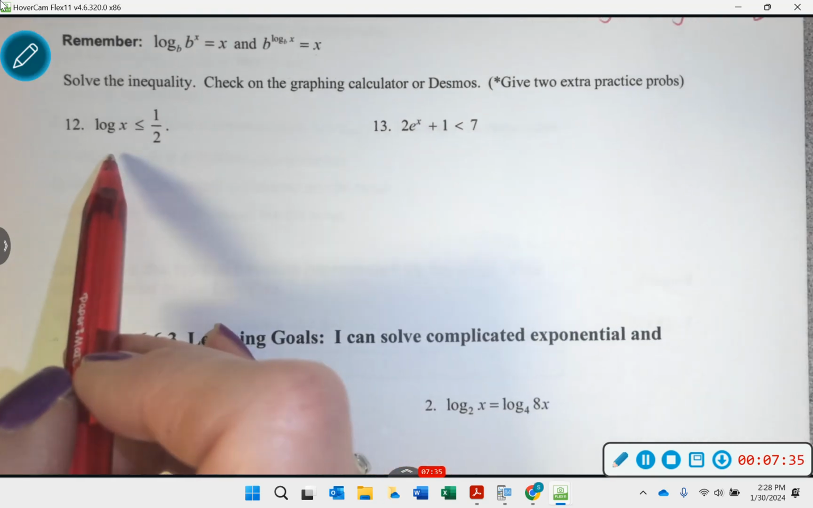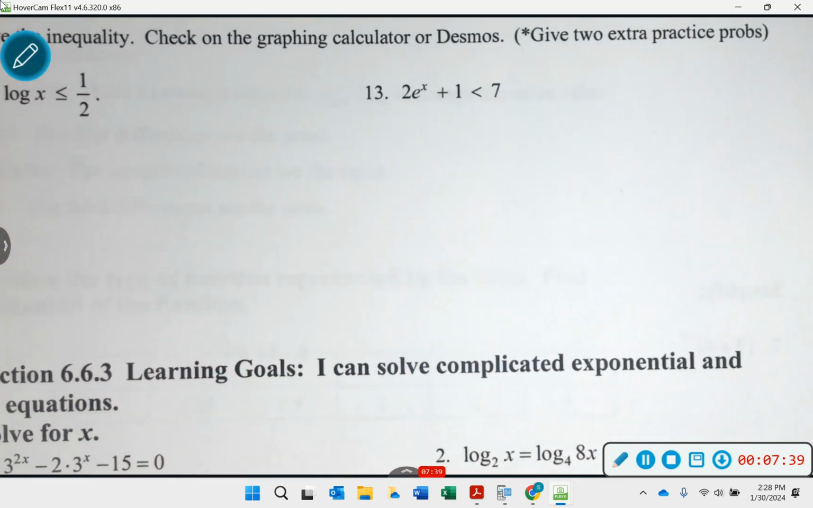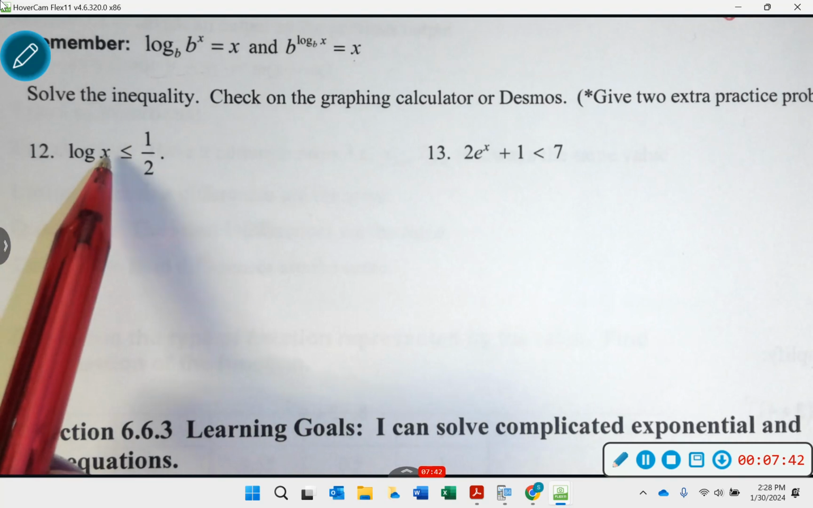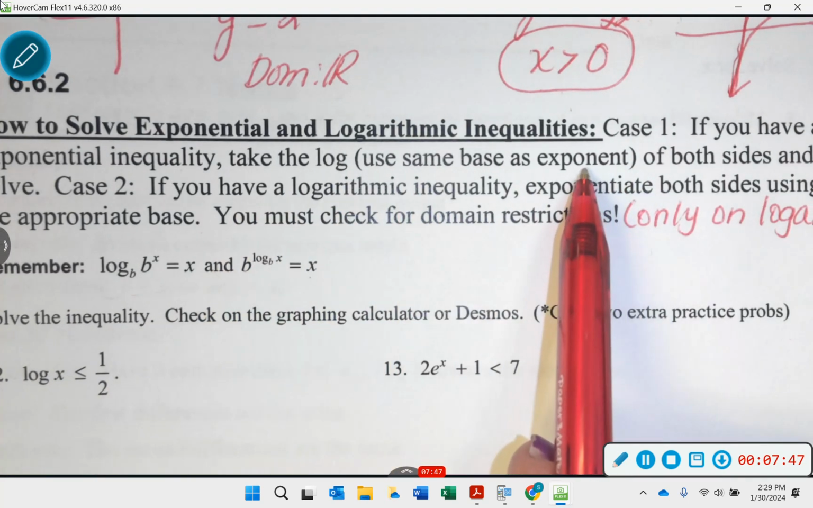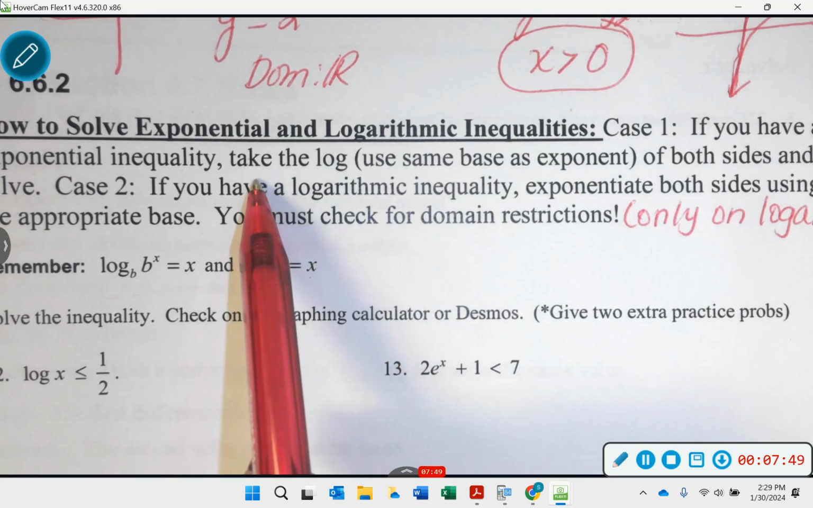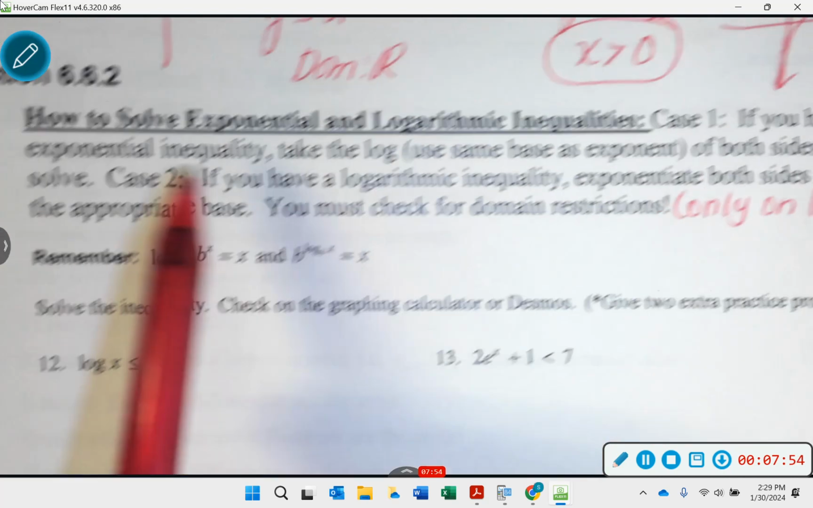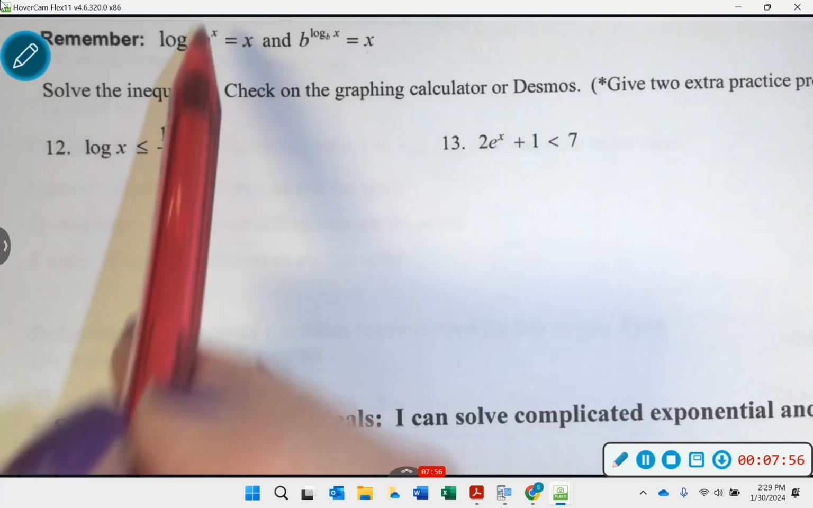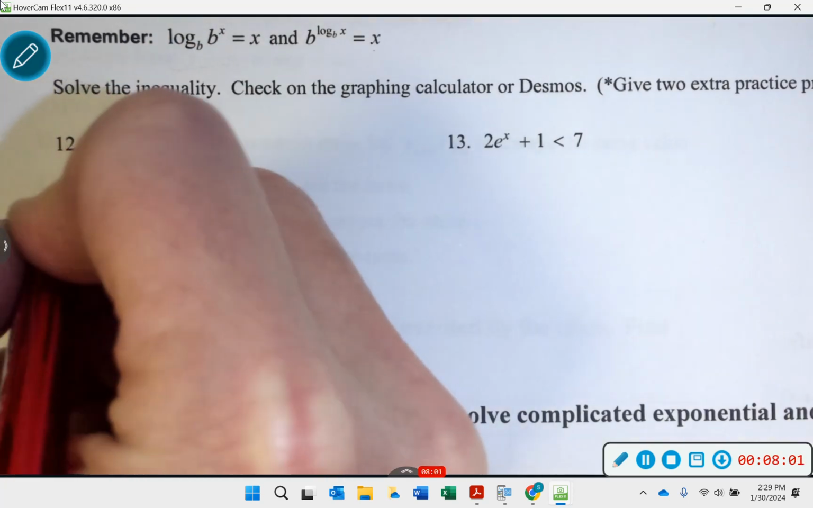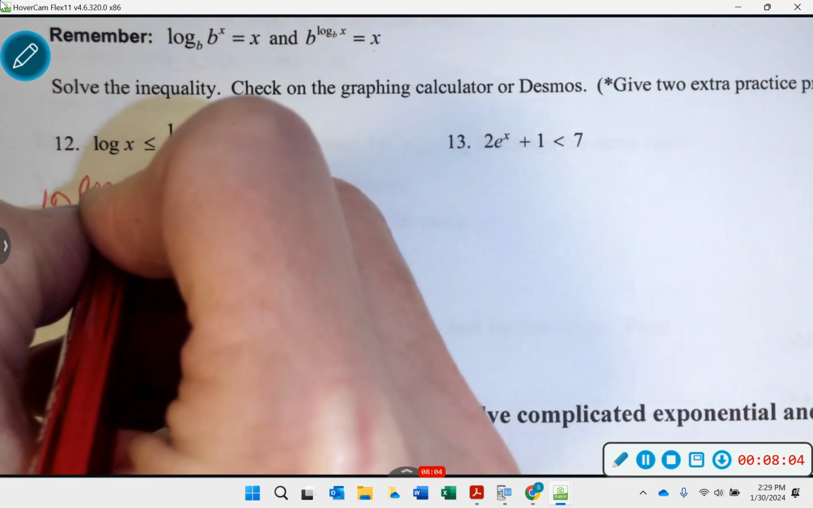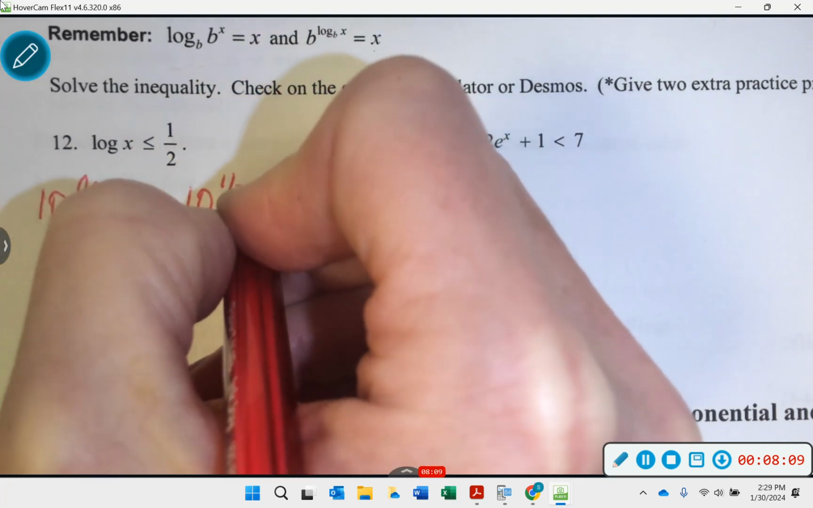Let's take a look at number 12 here. Solve the inequality and then check on the graphing calculator. All right, so looking at this first problem, this is a log. We said if we have a log with an inequality, we're going to exponentiate both sides using the appropriate base. What's the base here? 10. So I'm going to do 10 raised to the log x on the left is less than or equal to 10 raised to the 1/2.